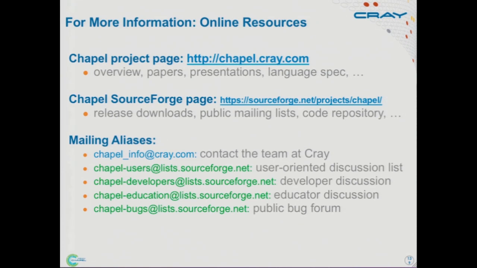The first one has high-level overviews, papers, presentations, language spec, things like that. And the next one's where the code is actually hosted, where you can download the release. There are a bunch of public mailing lists there as well, which are shown in green down here. So I've shown the main mailing aliases down here.